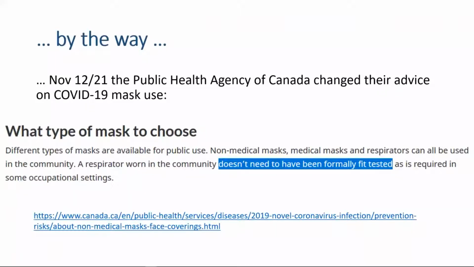And by the way, the Public Health Agency of Canada has changed their advice on COVID mask use. They now recommend that a respirator is allowed to be worn, "allowed" in quotation marks, and you don't have to have a formal fit test in order to use it in the community. And I hope this will alleviate some of the grief that we've had in some of the school boards.